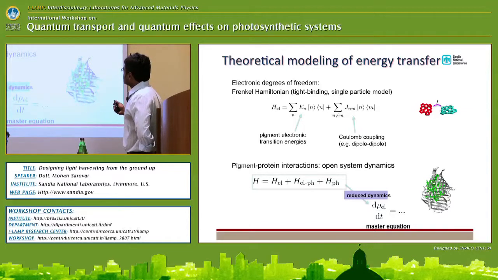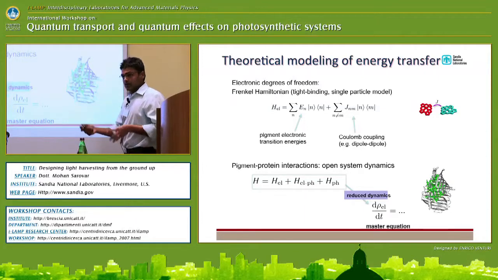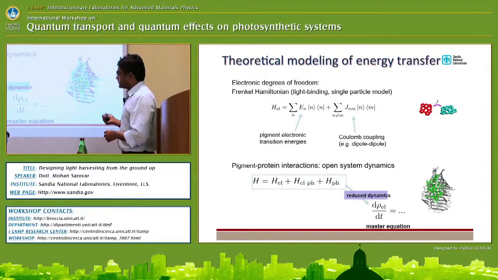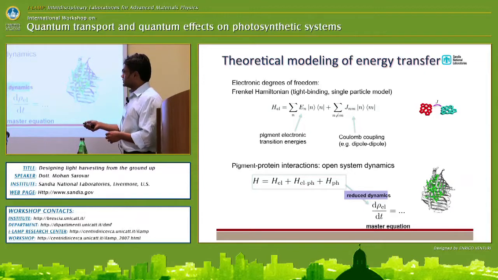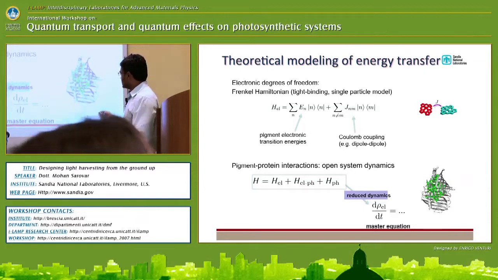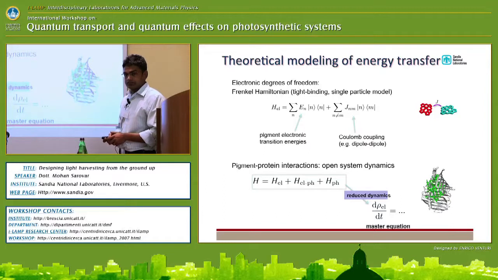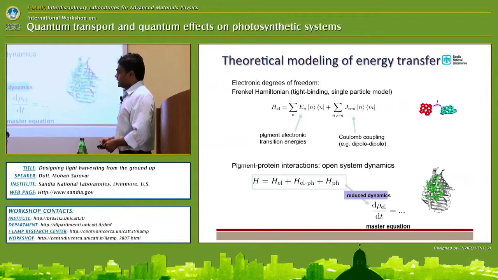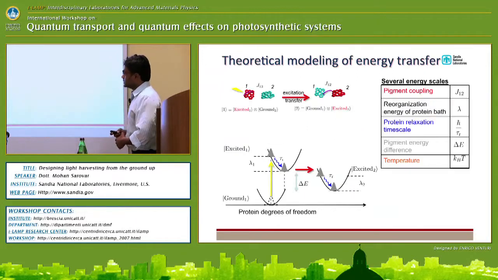In addition to the network of chromophores, of course you have the solvent or protein environment around the pigments, and this provides some kind of bath to the electronic dynamics. Okay? So we need to include the electron-phonon interaction and the phonon Hamiltonian as well. And typically what people do is you derive a reduced set of dynamics from this full Hamiltonian. Usually these are called master equations. There are other approaches as well. And I want to talk a little bit about how you do this in these particular systems.